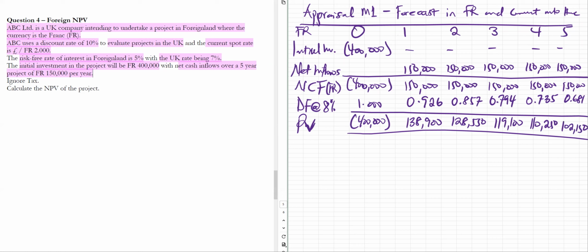Okay, so now we can get our NPV in franc. Okay, and that is 138,900 plus 128,550 plus 119,100 plus 110,250 plus 102,150. Okay, minus 400,000. That's 198,950 franc, right? Positive. So it's a good project.